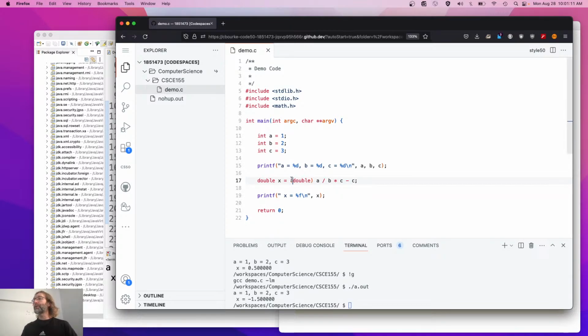Basically, you could put this double on both of these, right? But you just need it for at least one. Like all you're doing is turning the a into a floating point number, temporarily, yeah. You're not actually changing a itself, but in the expression you're changing it. It's still an integer. It's still going to be 1.